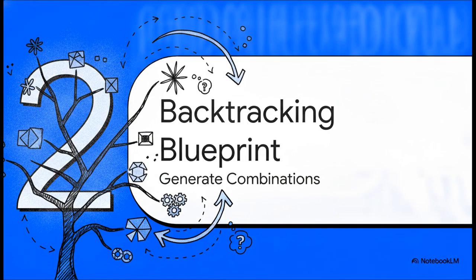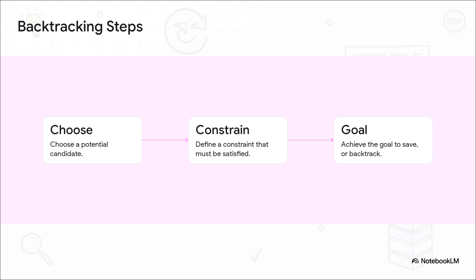All right, moving on to Section 2, the backtracking blueprint. This is where we shift gears from simply traversing existing nodes to generating entirely new combinations. Okay, so here is your universal backtracking algorithm. Think about a problem like palindrome partitioning. You don't just magically find the answer, you have to build it incrementally.